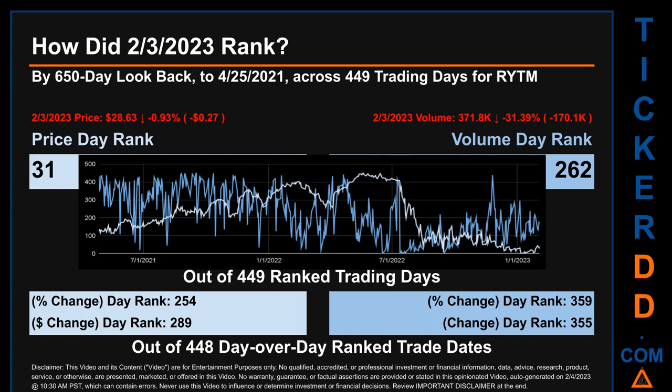The line graph overlays price and volume's daily ranking, as shown respectively in light versus dark blue, across those target trading days. In this view, essentially the dips are good whereas the spikes are bad. The price's day over day percentage change, dropping minus 0.93% on the 3rd of February 2023, had a day rank of 254, while its dollar difference of minus 27 cents had a rank of 289 when compared day over day across 448 trading days. Volume's percentage change and difference were ranked respectively at 359 and 355.